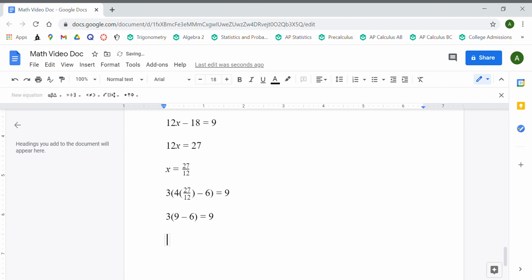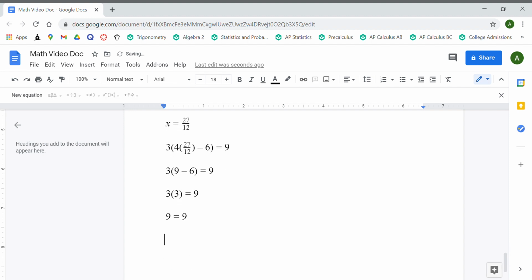I think we're on the right track. I think we're done here. Nope, still got to keep going, unfortunately. So 9 minus 6 equals 3. And then the solution checks. Awesome.